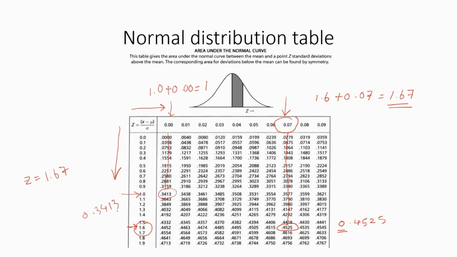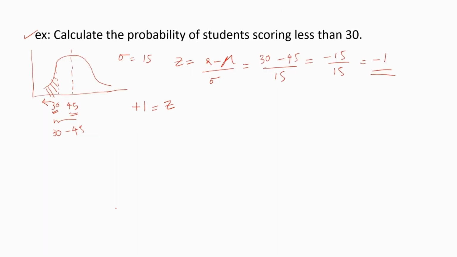0.3413. So the probability is 0.3413. Let's convert this into a percentage value. Multiplied by 100, 34.13%. Is this the final answer? No, it is not. Look at the graph. We just found the area between 30 and 45. This area. We need to find the area below 30.